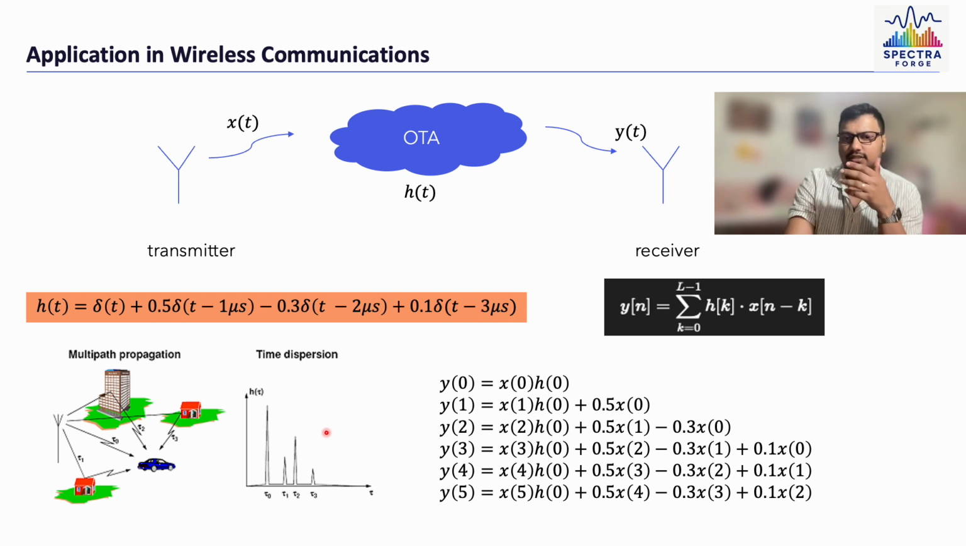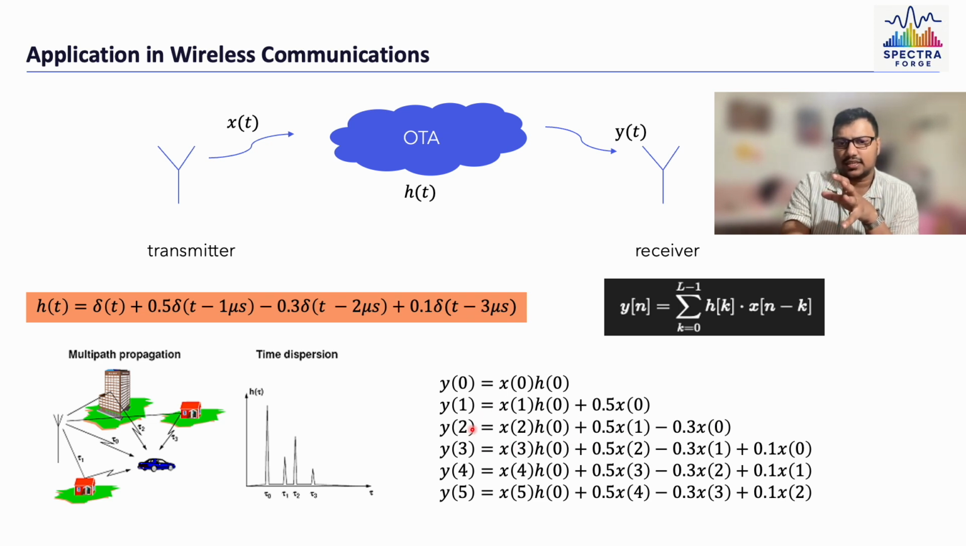So you will see, because you have a delay because of the channel, that you have plus 0.5 times x of 0. So this is coming from the past symbol, the previous symbol. The previous symbol has now arrived when I'm processing the first signal. So this will be added to the y of 1, and similarly y of 2 will be x of 2 times h of 0 plus 0.5 x of 1 minus 0.3 x of 0. y of 3 will be the same thing.